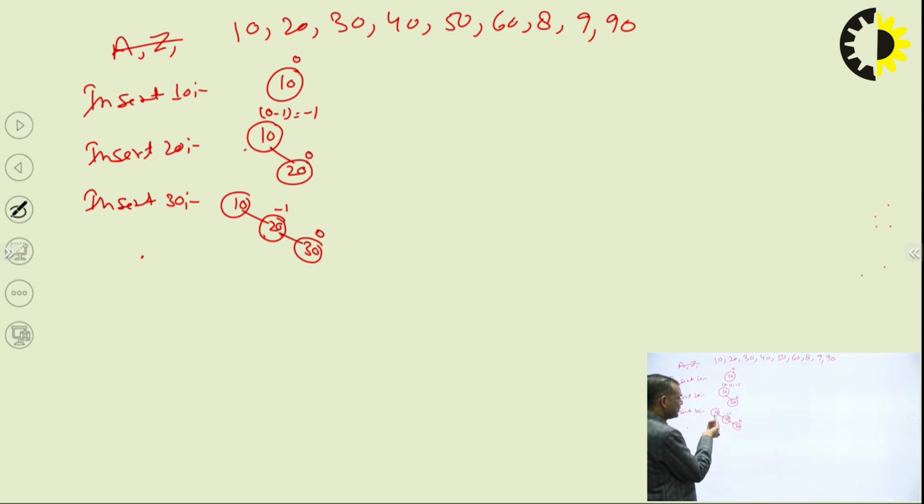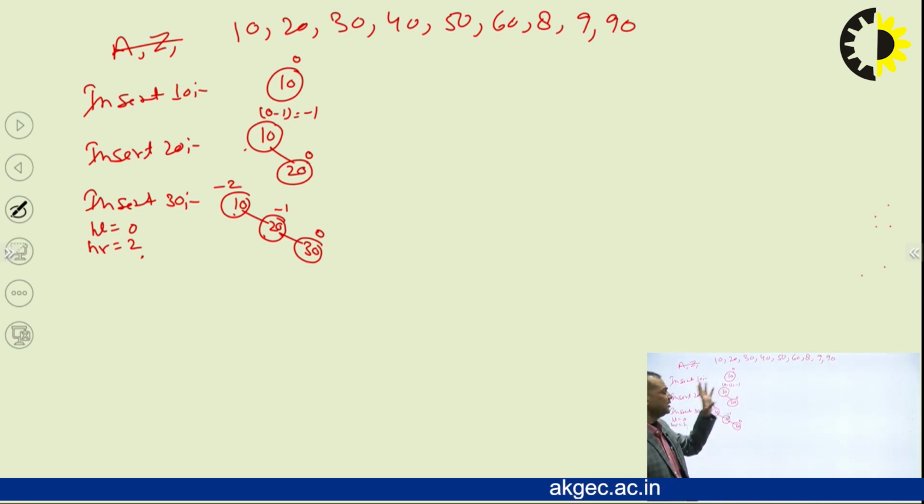Now we have to check the balance factor of 10. What is the balance factor of 10? Left height 0, HL is 0, right height is 1 and 2. So HR is 2, so 0 minus 2, that is minus 2. So now firstly we have to change the balance factor. We have to apply the rotations. There are 4 types of rotations. We apply rotations on that tree, and when the balance factor becomes 0, plus 1 or minus 1, then we insert the next element.